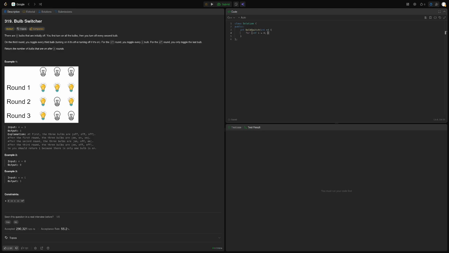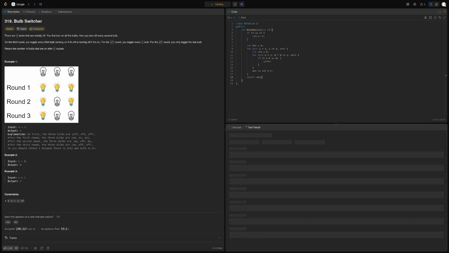So for i, if n is 0 return 0. int ans is 0, for i plus plus, int divisors is 0, for int d is 1, d times d less than or equal to i, d plus plus, if i percent d equals 0, then we do cnt plus plus, and then ans plus equals cnt percent 2, and return ans.